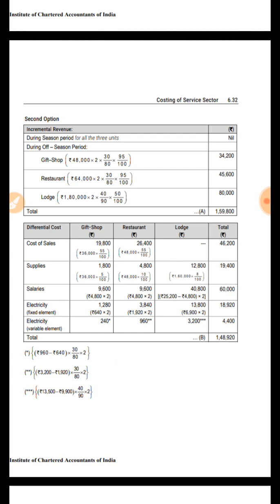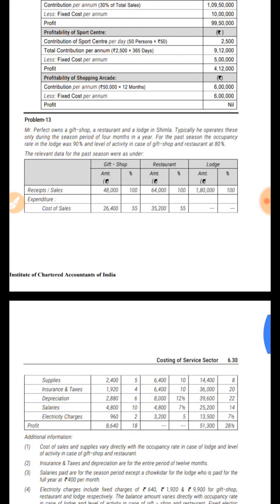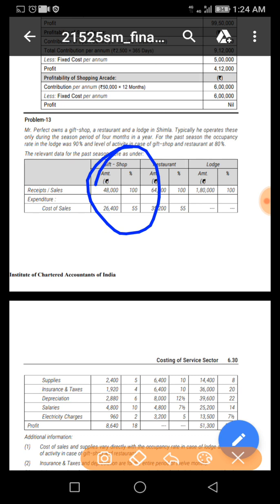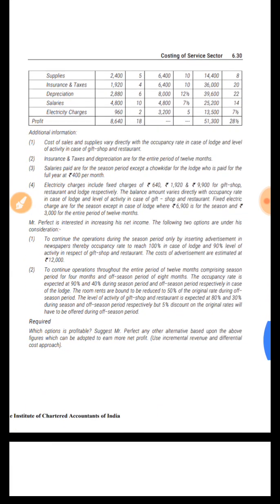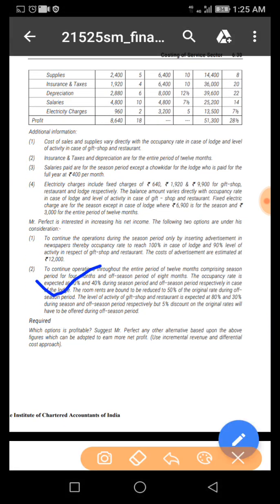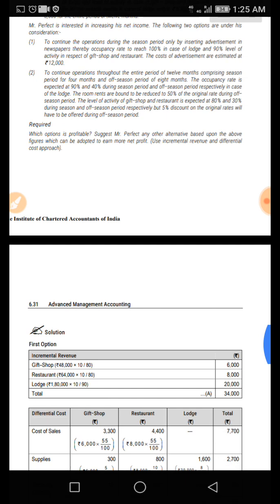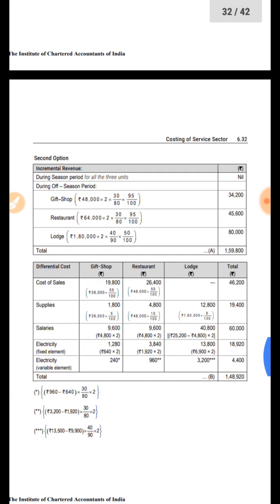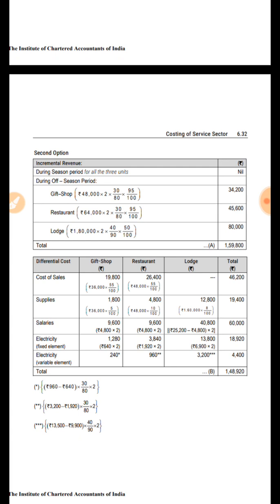Into 2 क्यों किया है? Because this 48,000 they have given here, this is for one season they have given. So in one season only 4 months are there, right? But if they are going to opt this option, यहाँ पे बोलता है 8 months extra they are going to sell it. So that's why 4 months plus 4 months, 2 सीज़न आ रहे हैं ना, that's why into 2 किया हुआ है. So that's why 48,000 into 2, 64,000 into 2, 1,80,000 into 2.